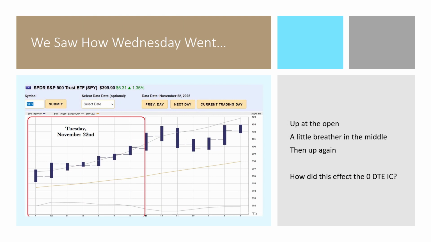Now, we saw Tuesday, but looking at Wednesday, we're a little bit up at the open, continuing the trend from Tuesday's close. But then we have a nice little pullback and a settling, a breather in the middle from about 11 o'clock to almost about 2 p.m. Eastern Time. This lull could help the position with the time decay we're hoping for. But did it affect the Iron Condor 0 days to expiration as we were hoping?